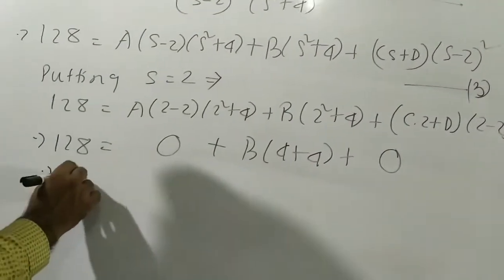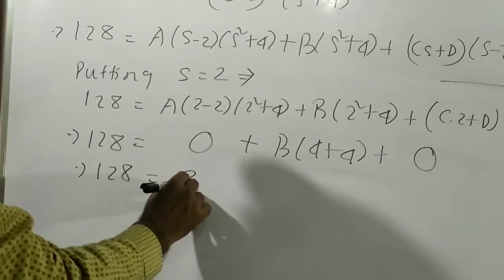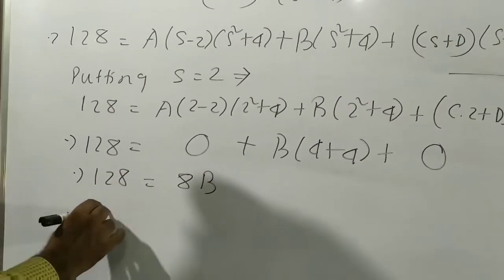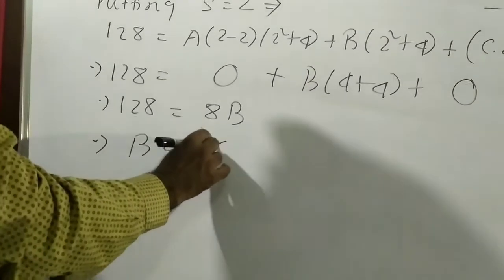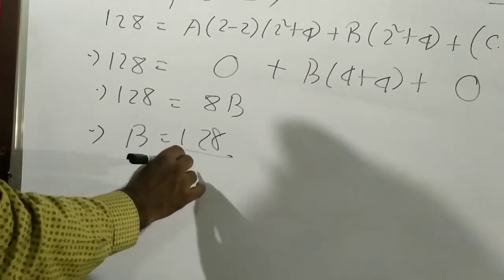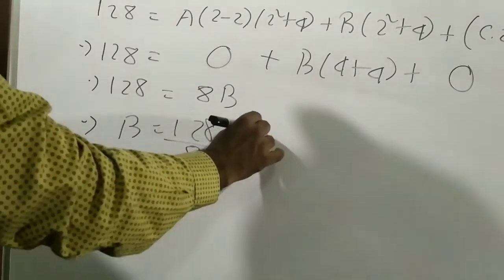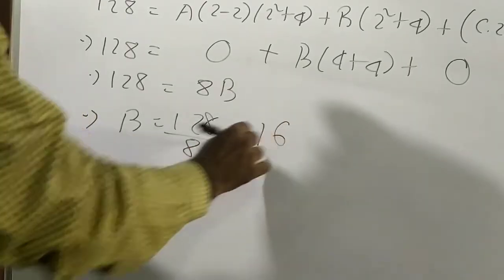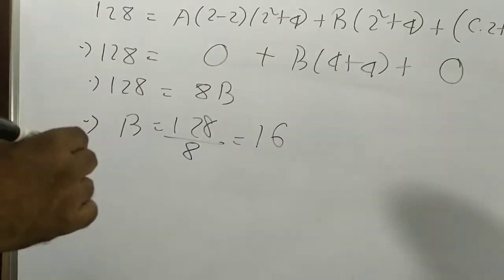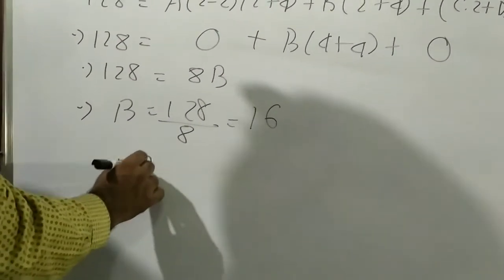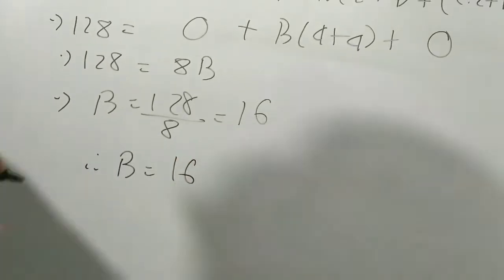So this will be 128 equals 8b, and b equals 128 by 8. 8 1 is 8, 8 6 is 48. Therefore we get b equal to 16.